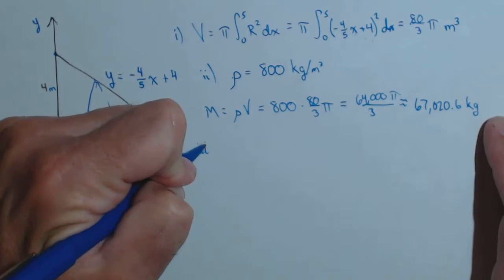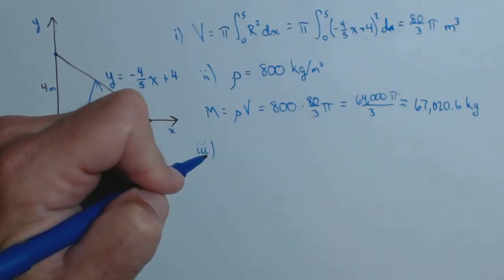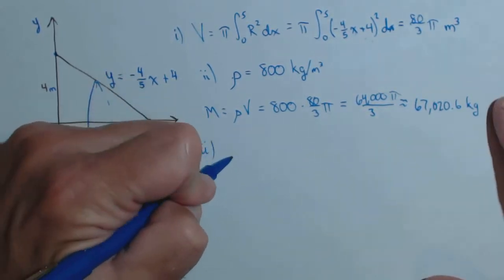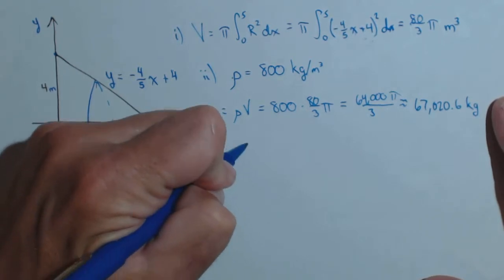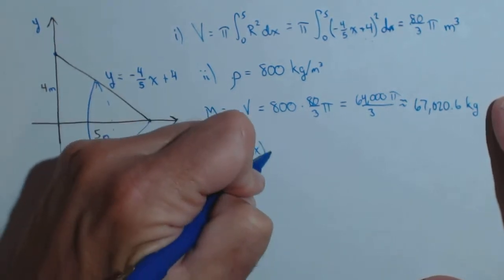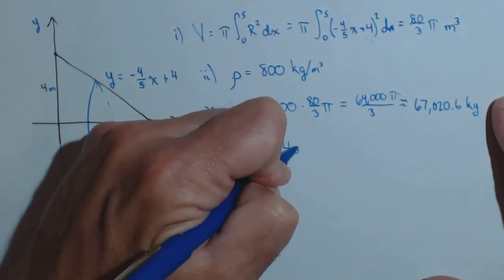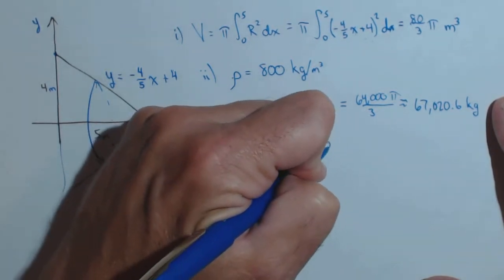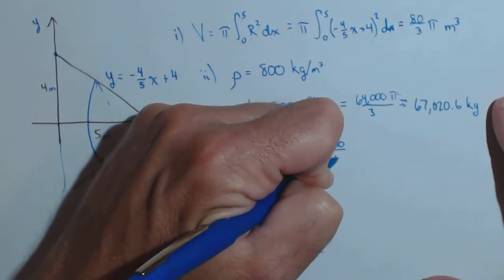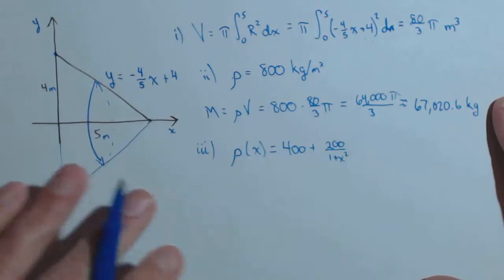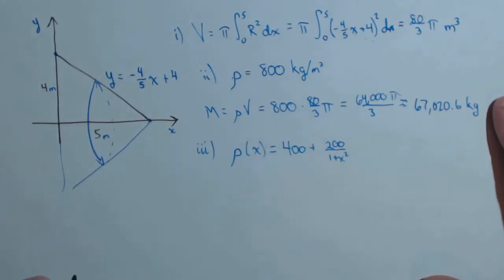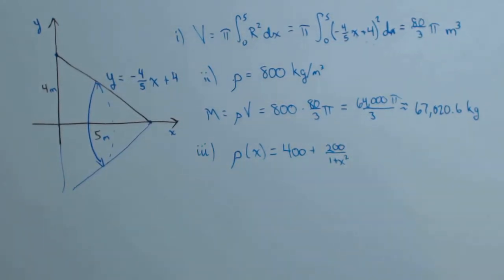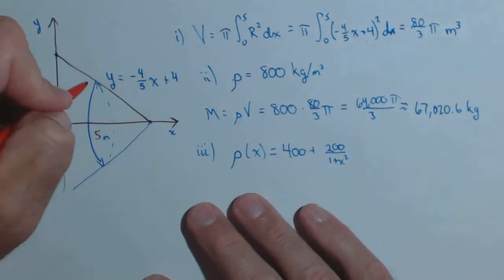What if our density does vary? For instance, what if our density for this cone is given as rho of x equals 400 plus 200 over 1 plus x squared? All right, let's talk about how we would approach this and see if we can generalize for all of our cones.